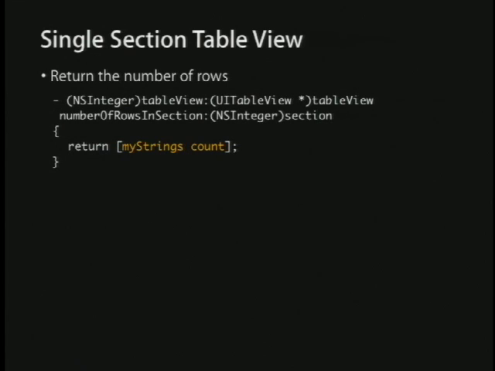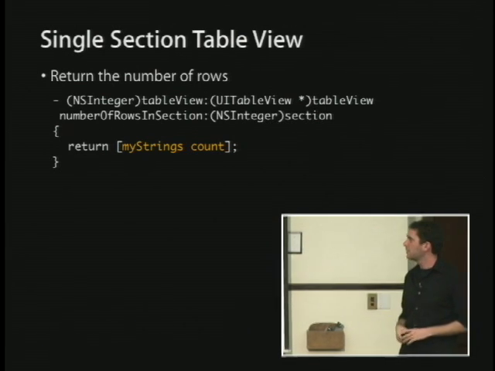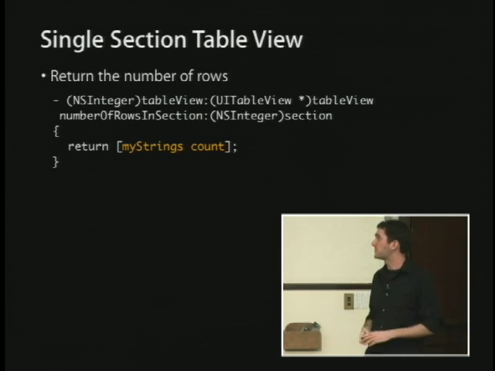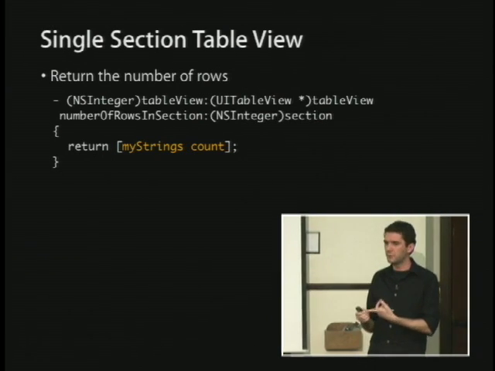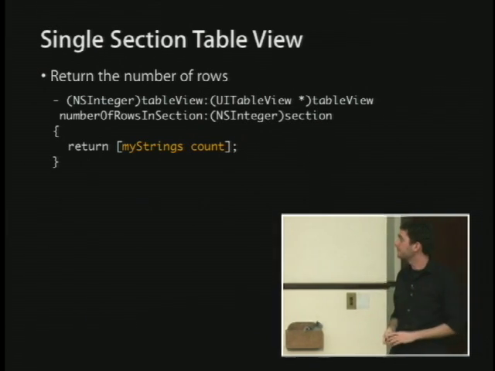So let's take a look at a single section table view. First off, it has to return the number of rows in the tableView:numberOfRowsInSection: method. So let's say we have an array, myStrings, just an array of strings. We'll get the count of those and return that from our numberOfRowsInSection. In this case, we haven't implemented numberOfSectionsInTableView because we only want one section, and the default implementation just returns 1.